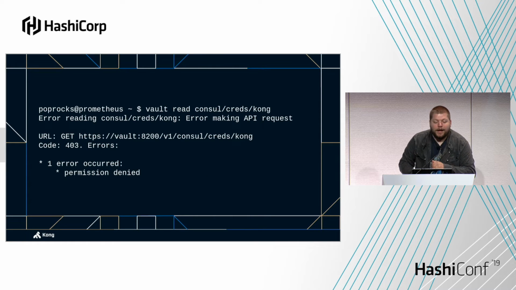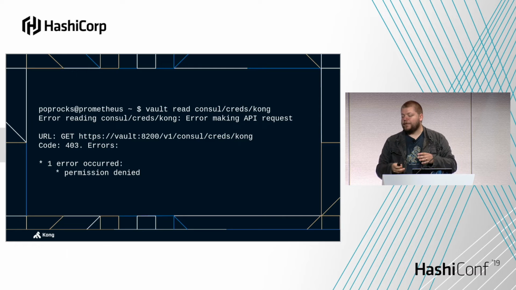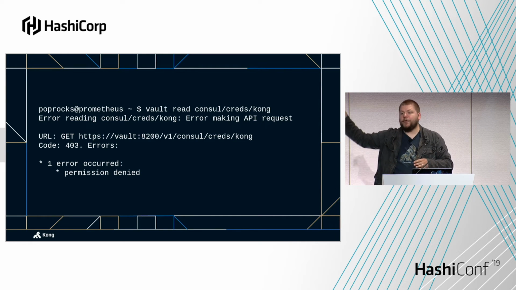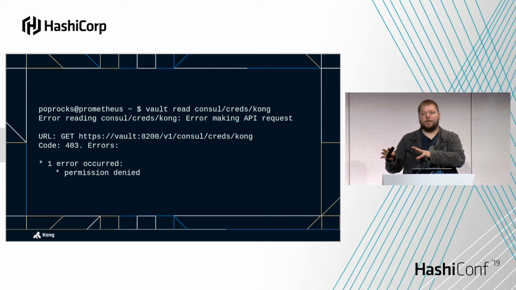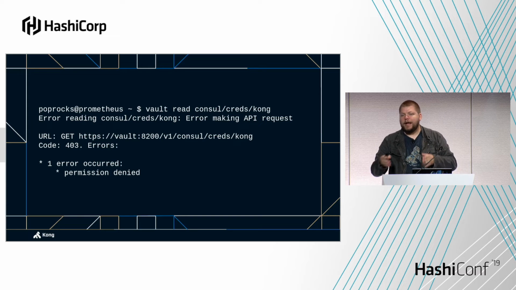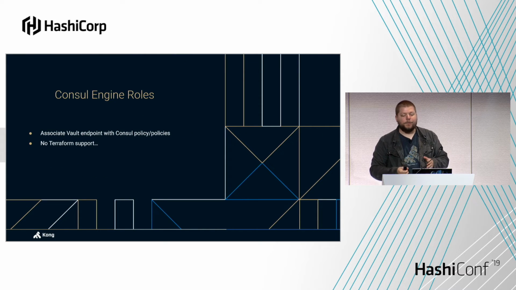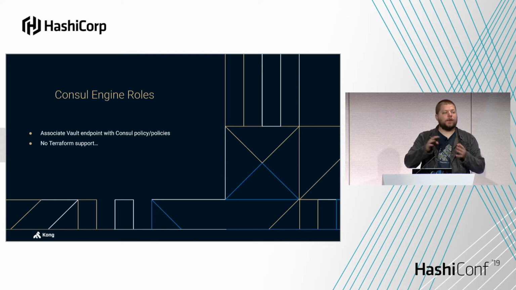There we go. If we tried to read from another endpoint that we don't have an association with based on a Vault policy, we're going to get kicked back with a 403. And this is all, again, handled through Vault. So we're relying on Vault policies to protect access to sensitive endpoints that generate tokens and keeping in line with our role-based architecture. So the one aspect of this is the notion of roles on the Consul engine.